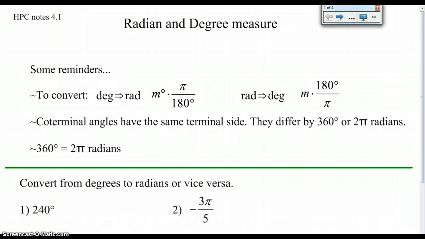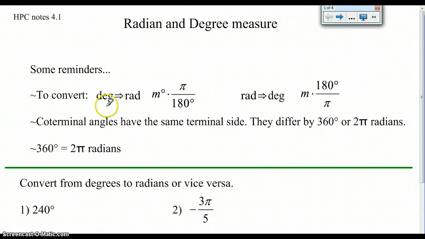This is section 4.1. It's our introduction to trigonometry, a subject which you already know and love. Today we're starting with some basics with radian and degree measure. To start with some reminders, you can see them here.